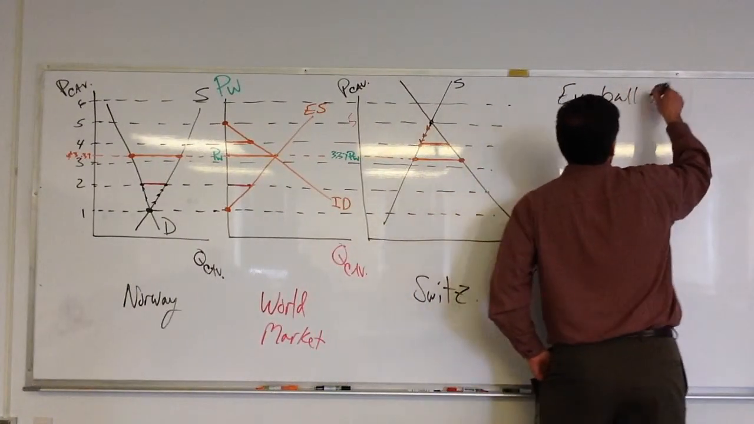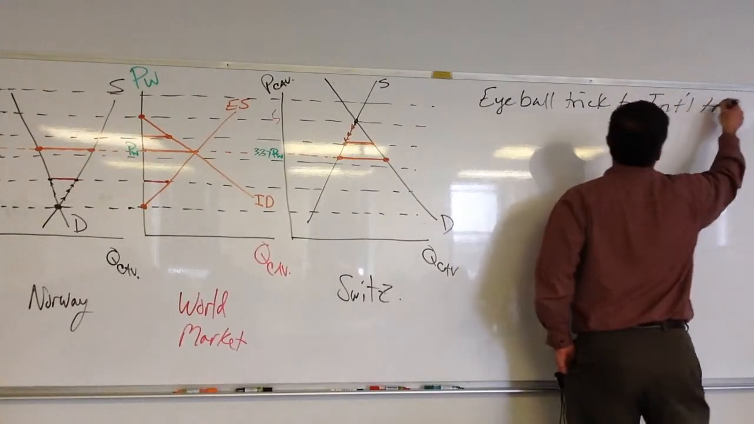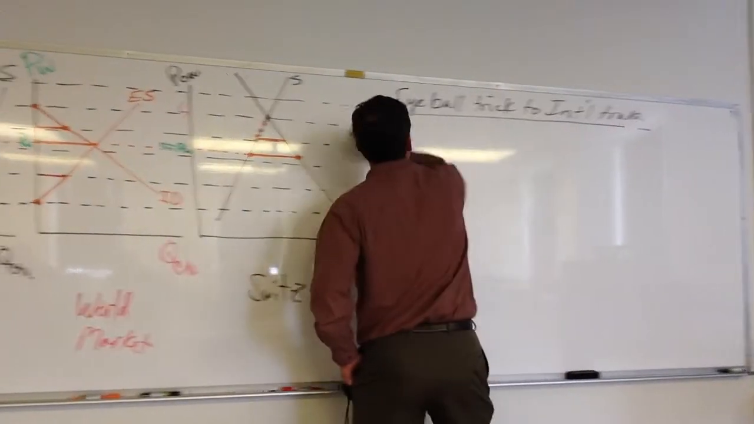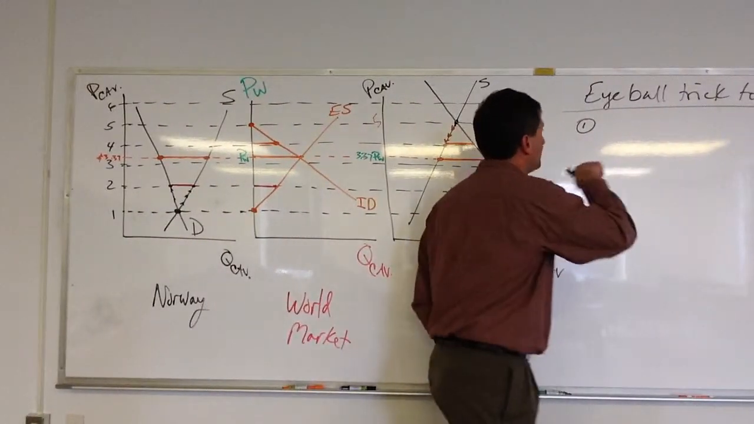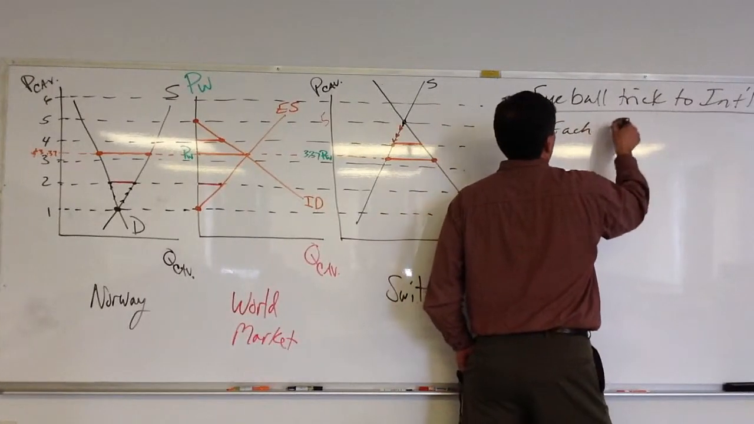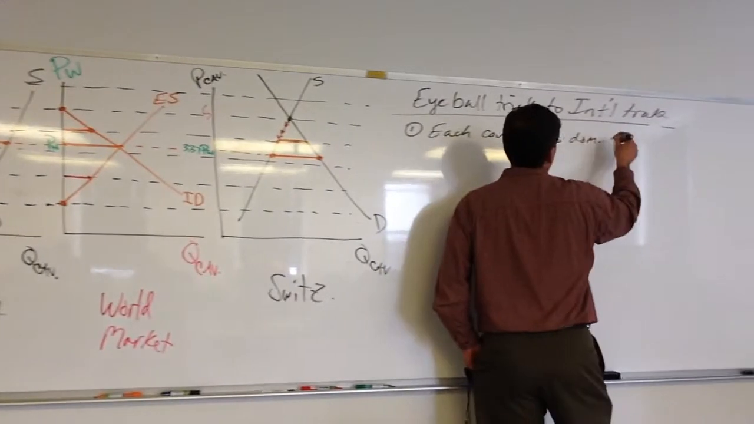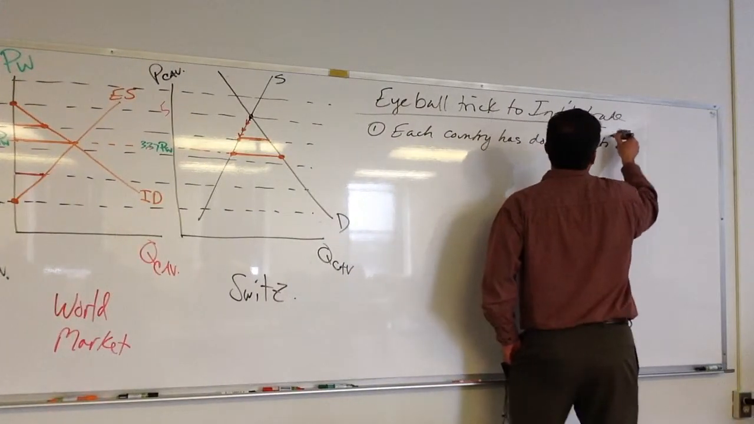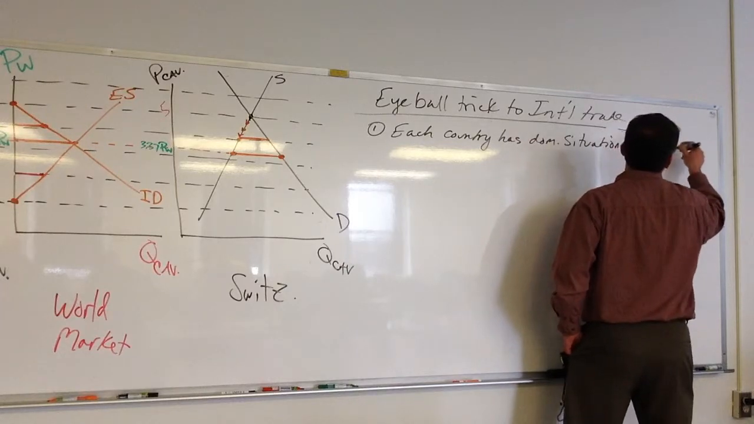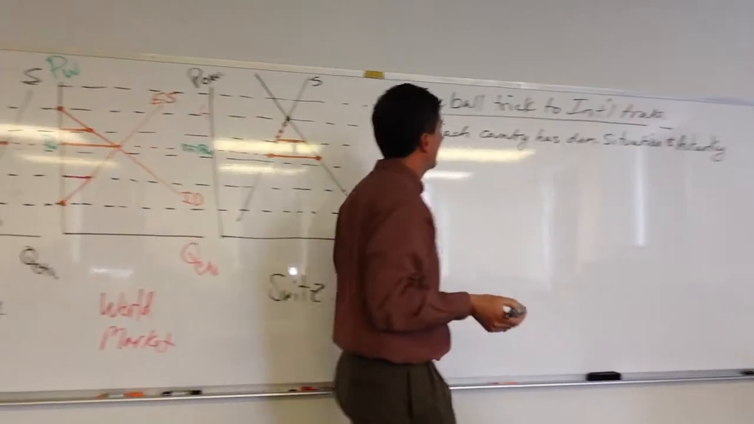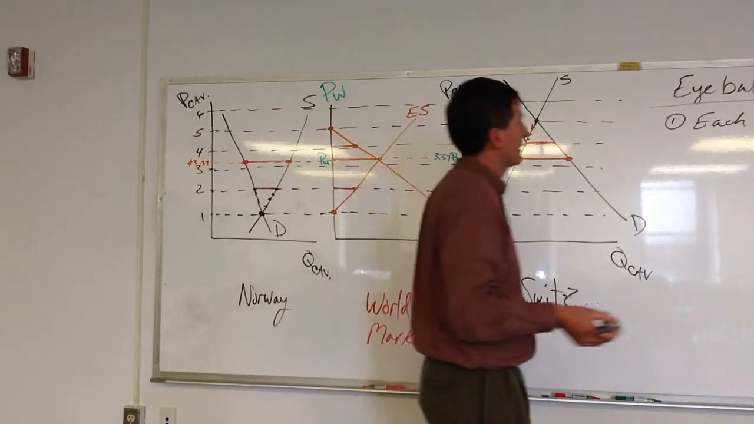So, the eyeball trick to international trade. Number one, each country has a domestic situation and an autarky price. They've got their own supply and demand curves. Doesn't matter what they look like.